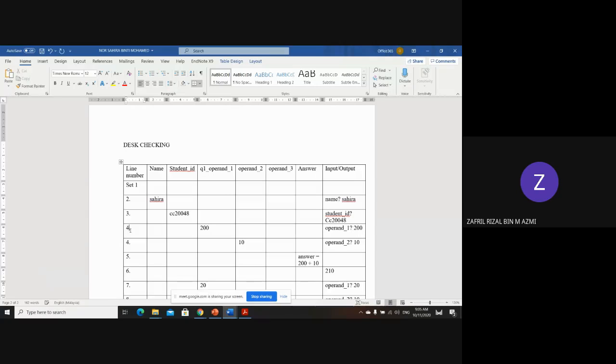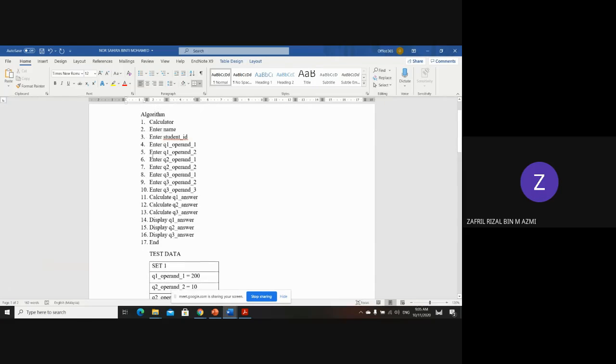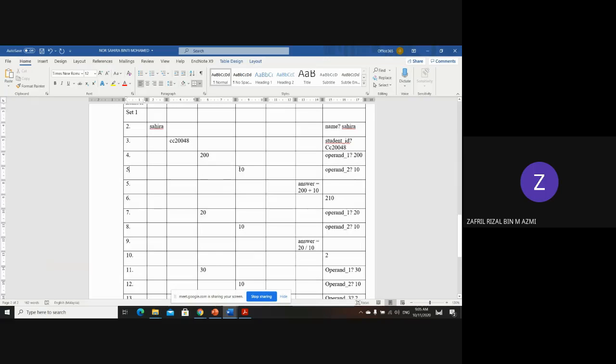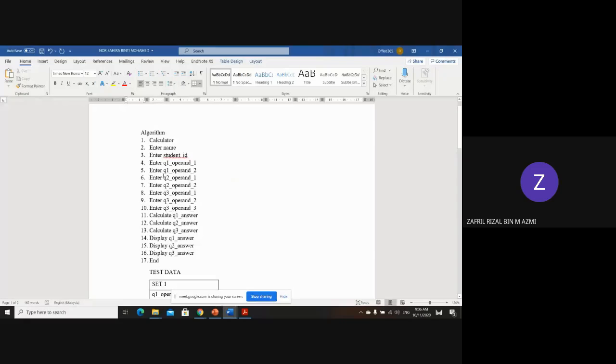Okay, in line 4. And then line 5, you entered Q1 operand 2. And then line 6, this one is calculation. This is another mistake. The calculation is not going to happen in your algorithm until line 11. So supposedly the calculation is on line 11.